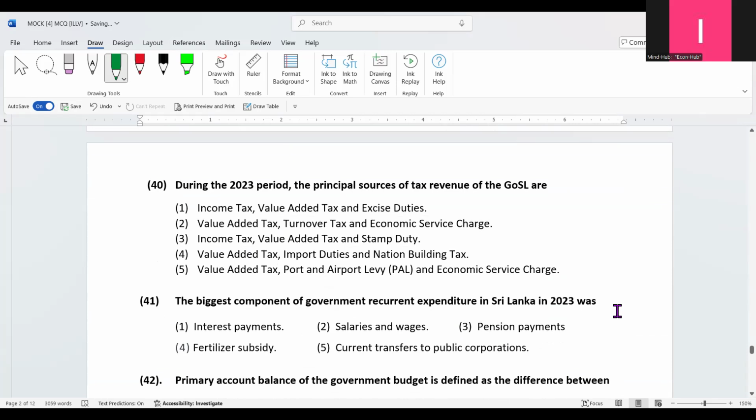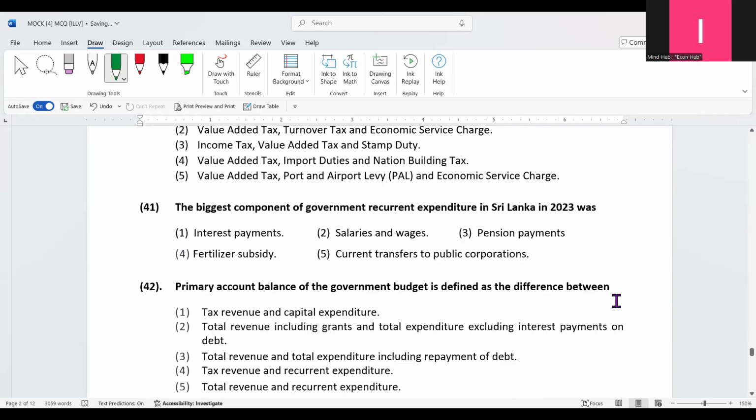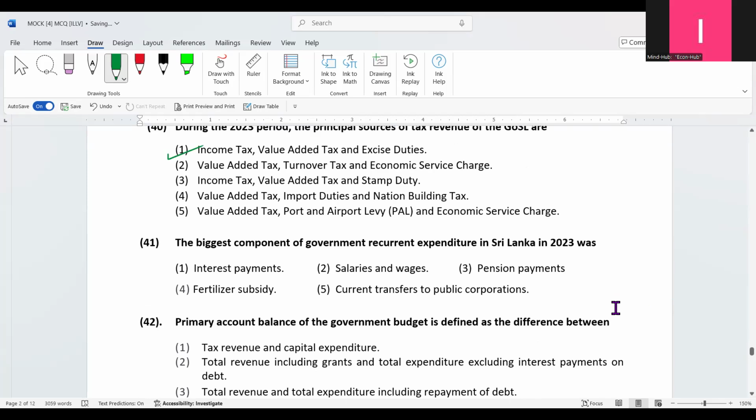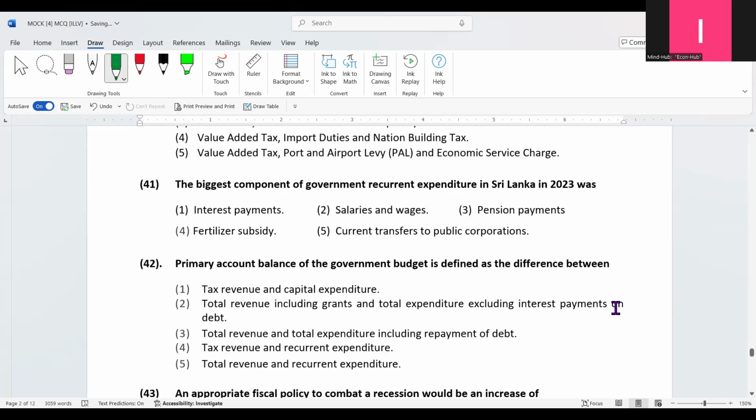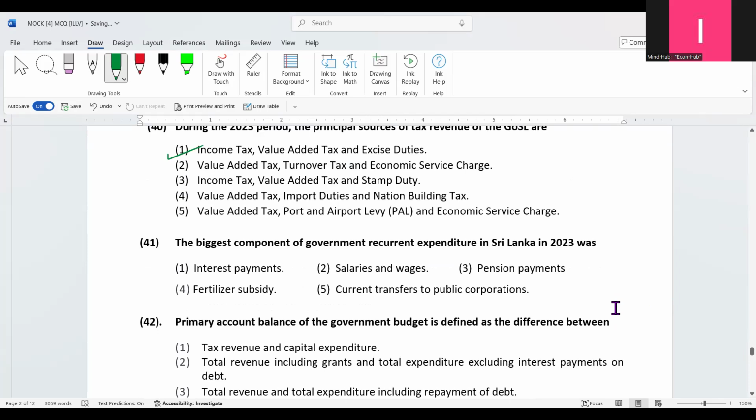40. During the 2023 period, the principal sources of tax revenue of the government of Sri Lanka are, right? You guys might remember there was a certain order we identified. So it's basically income taxes, value-added taxes, and excise duties. Answer number 1. The biggest component of government recurrent expenditure in Sri Lanka in 2023 was? Interest payments.